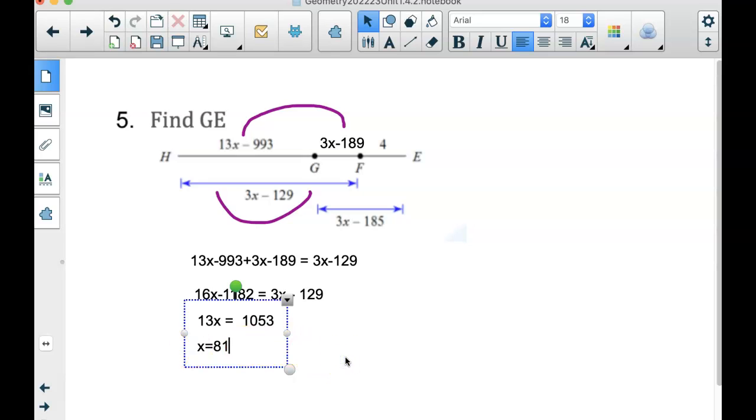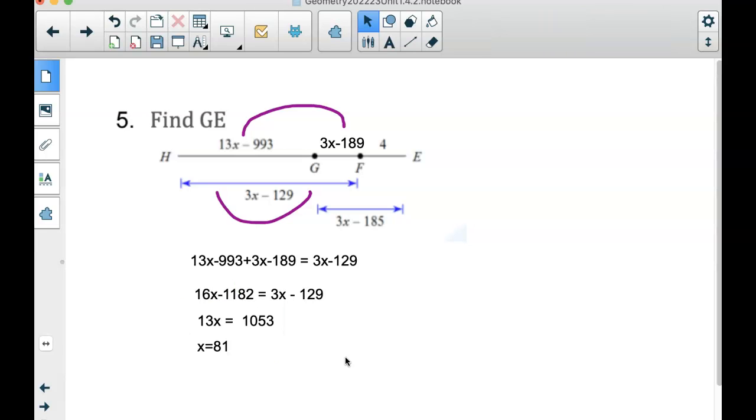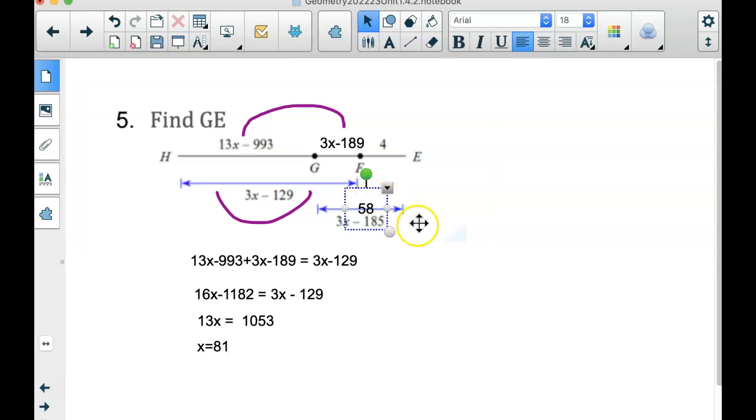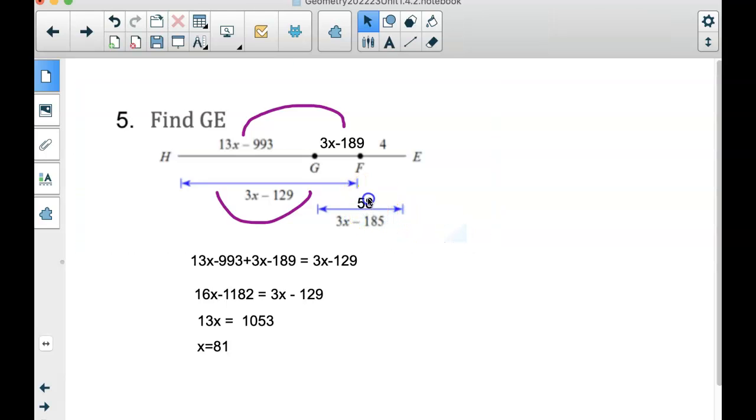And then I want to go back and find GE. If you notice, GE is 3x minus 185. I want to show you how to do something in the calculator. But in the meantime, I'm going to do 3 times 81 minus 185. I get 58. Okay, so for this, I get 58. Let me type it. Okay. Beach ball of death, so sorry. Okay. Yep. There we go.